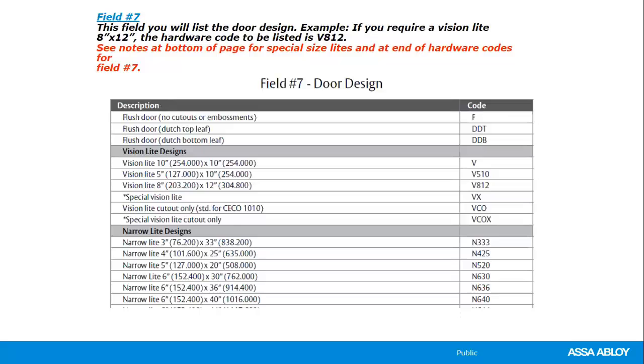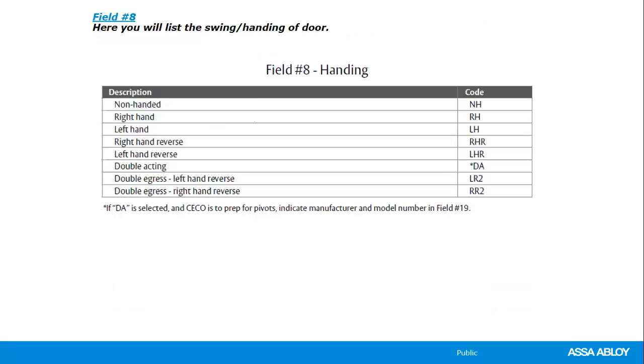Door designs on your doors with all the different types of elevations. Of course, your flush with no cutouts or embossing is going to be your F, but you'll see all the various other types. We have light designs there. We have narrow lights, half glass, louvered, but we do have another section in this order book that, when you get into the more complicated light kits, we have a section for that. So it has a variety of different types of light kits, sizes, locations, and everything else. The handing of your doors here are listed.